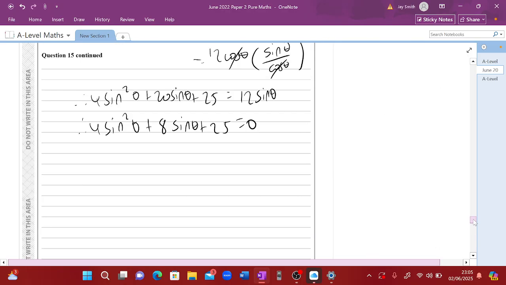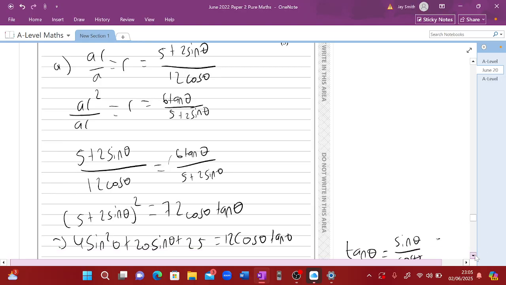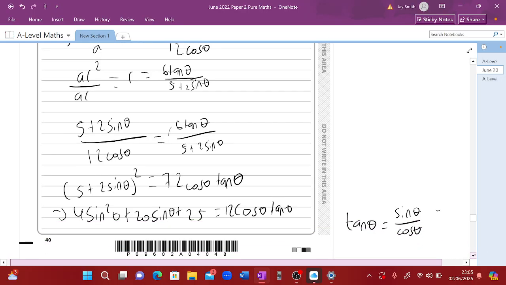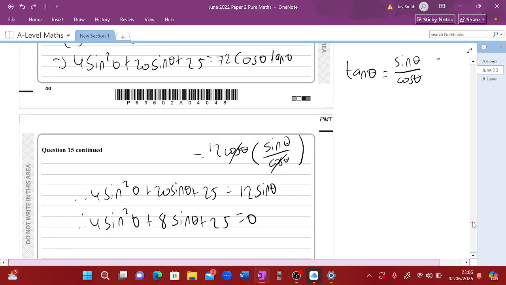Okay, but where did the 52 come from? Let's have a look. Oh, that's why, because I didn't times the 12 by the 6. So 12 times 6 is going to be 72. There we are. I forgot to do that. Cool. So that's going to be 72 cos theta tan theta. So then that'll be 72.